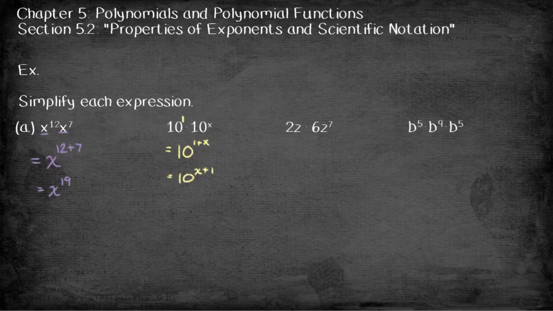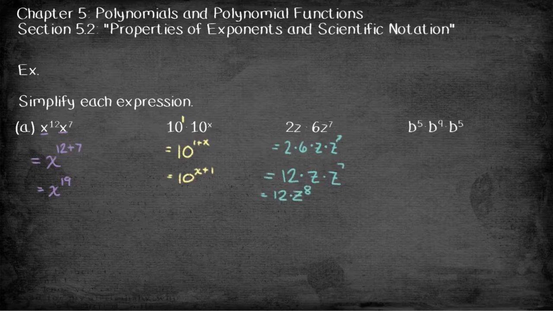But you can still do this even if you have coefficients out front. So let's take a look at that, because what we can do is rearrange things using the commutative property. And again, we have the same base being multiplied together, so we're adding exponents to get z to the 8th power.